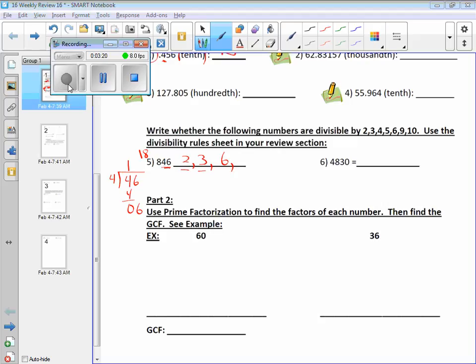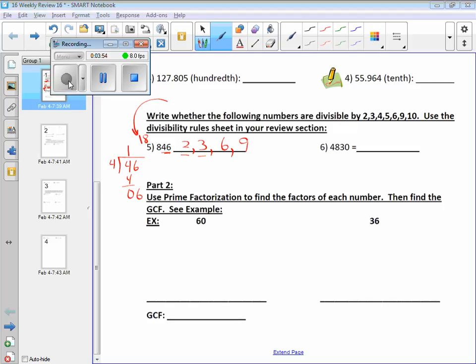The rule for 9 is like 3. Once I've added up all my digits, if 9 can go into the sum of the digits, then it will work for the entire number. So 9 definitely goes into 18, so it will work for 846. And then finally, the 10 rule is, very simply, if the number ends in a 0, then it will work for 10. And 846 does not, so we cannot include 10. So we're good for 2, 3, 6, and 9.